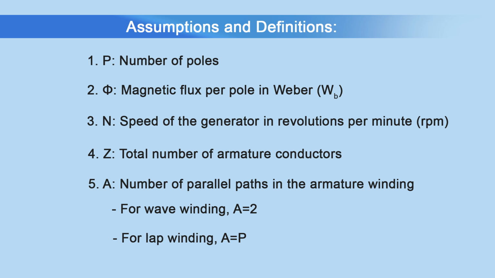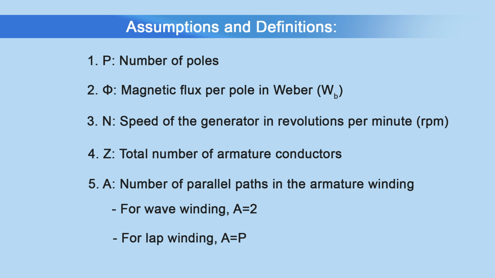The first step in the derivation of the EMF equation is the assumptions and definitions. Capital P indicates the total number of poles in the machine, whereas phi indicates the magnetic flux per pole in Weber. The next assumption is N. Capital N is the speed of the generator in revolutions per minute, more commonly known as RPM. Capital Z is the total number of armature conductors present in the armature windings. And capital A is the number of parallel paths in the armature winding.